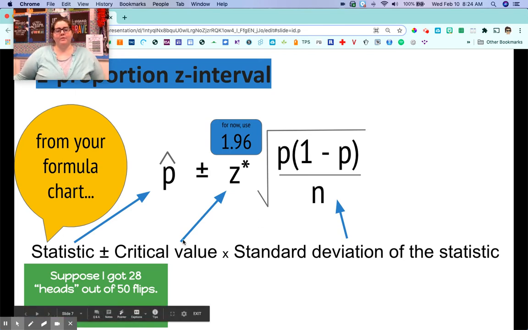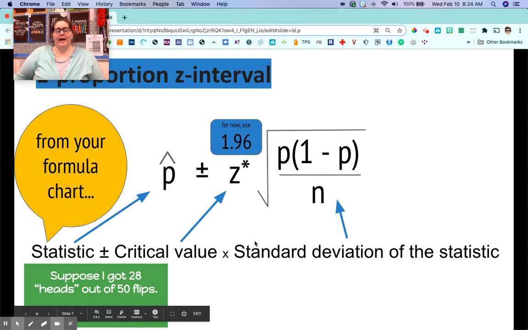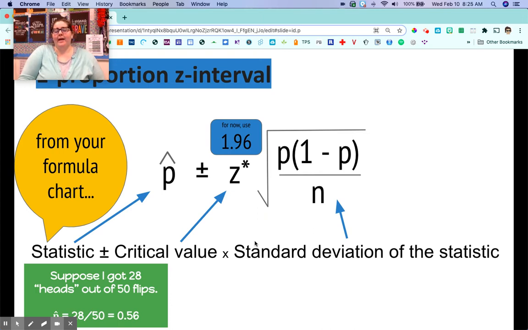So for example, suppose when I went to random.org and flipped some coins, I got 28 heads out of 50 flips. So 28 out of 50 is 0.56. I'm going to use that to plug into this formula and get a confidence interval.